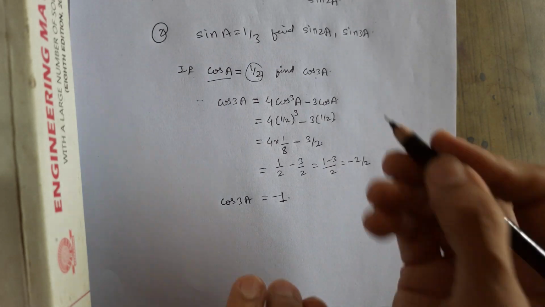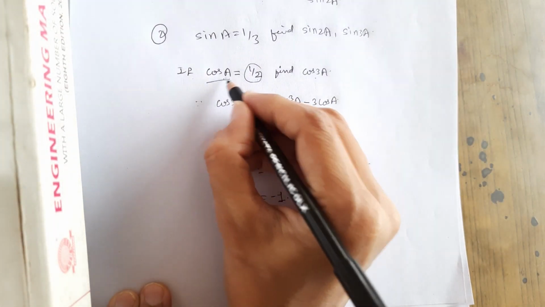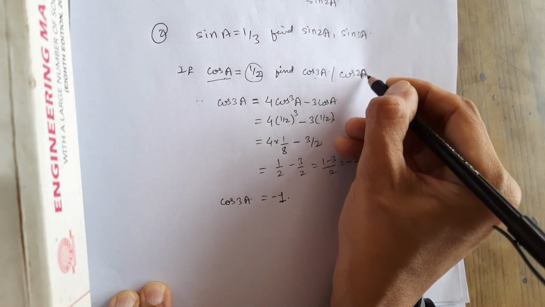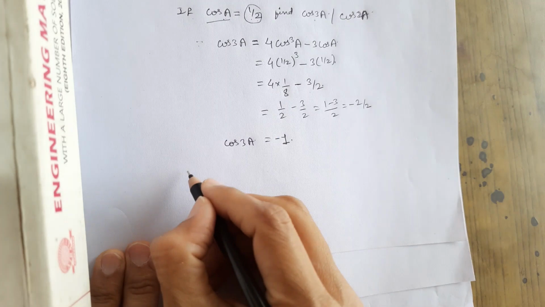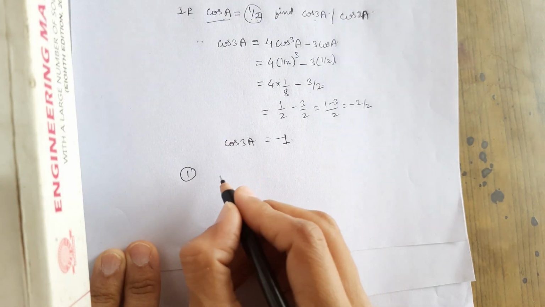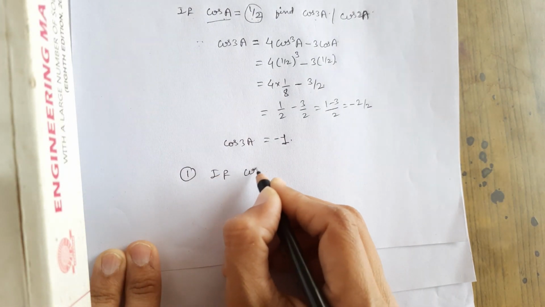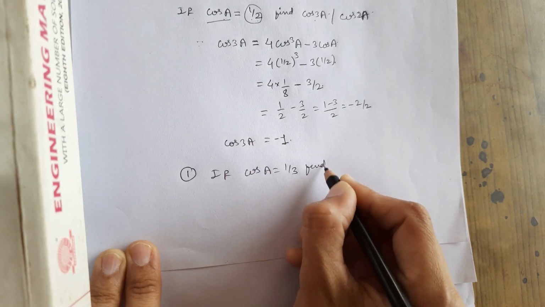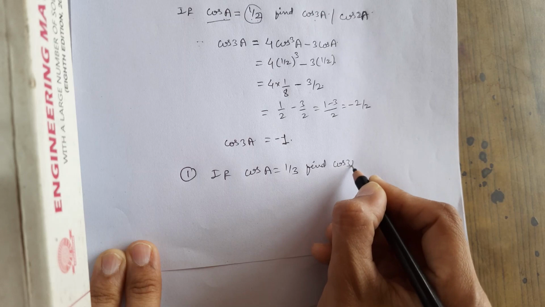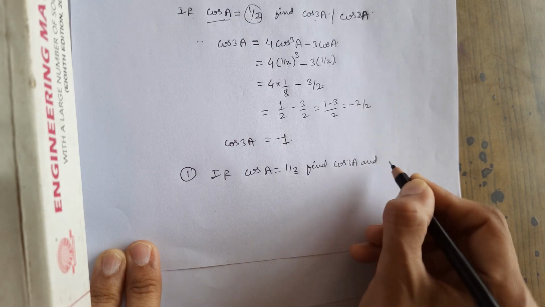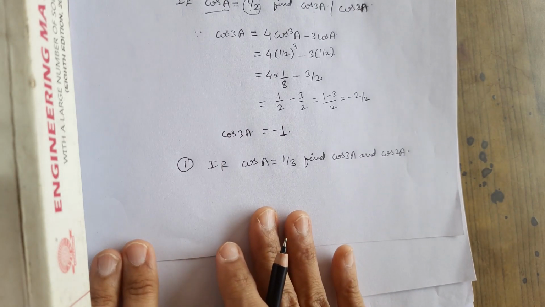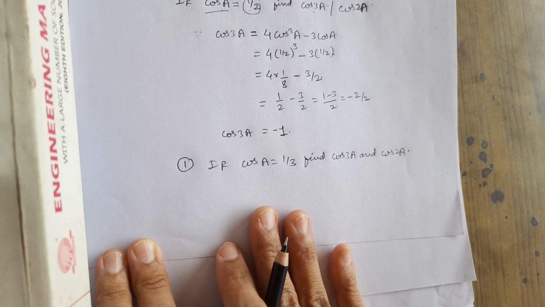Now similarly find cos 2a. If cos a is 1 by 2, what will be the value of cos 2a? Find this out. Then try this example: if cos a equals 1 by 3, find cos 3a and cos 2a. I hope you understand it and you enjoyed the lecture.